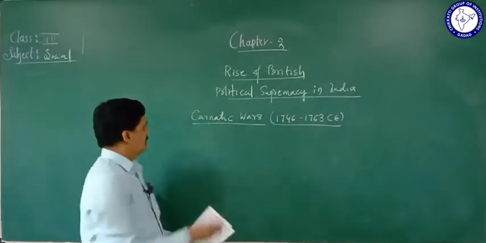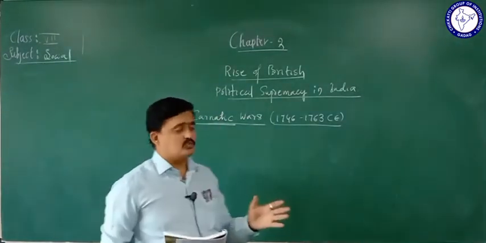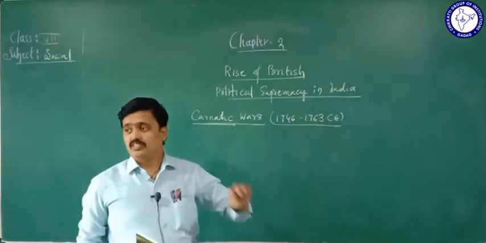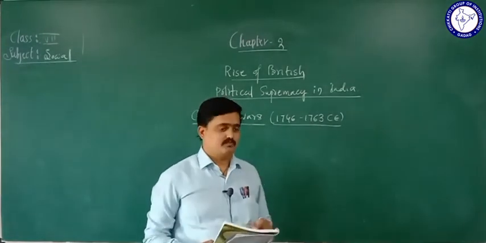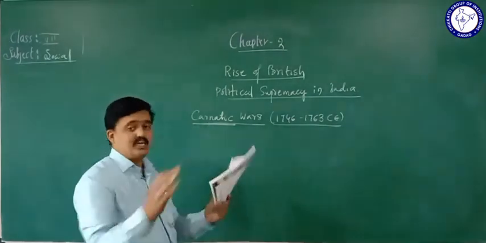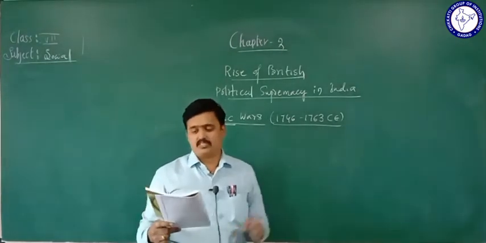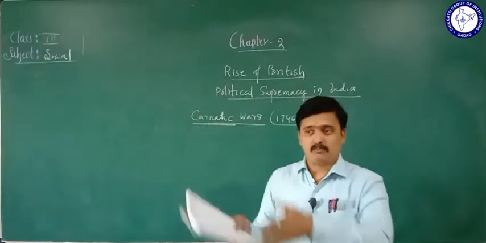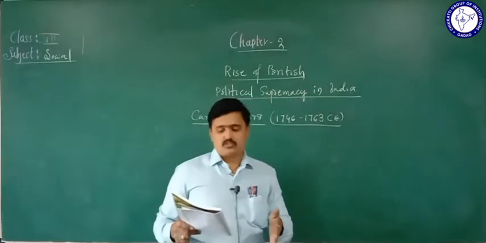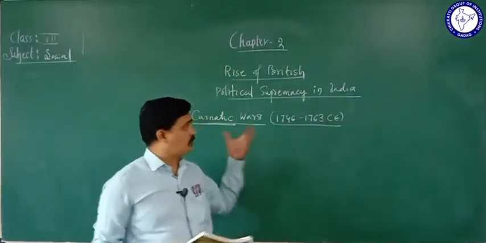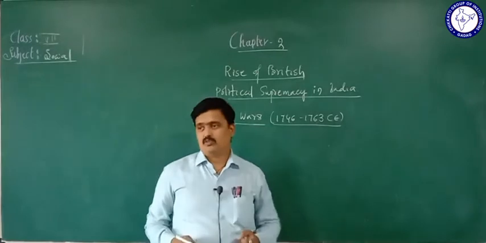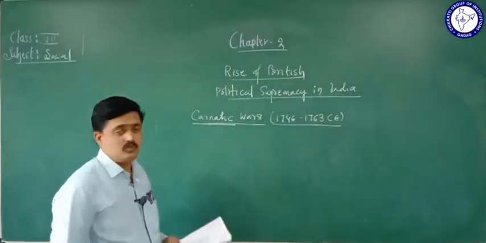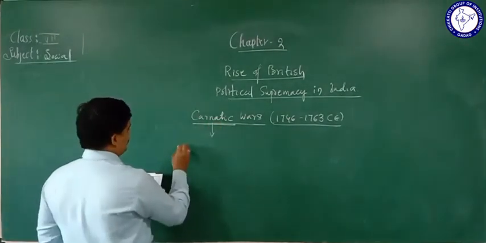Carnatic was one of the regions of the Mughal Empire. The Coromandel area means the coastal regions of Tamil Nadu and Andhra Pradesh. The Coromandel area and its hinterland were called Carnatic.